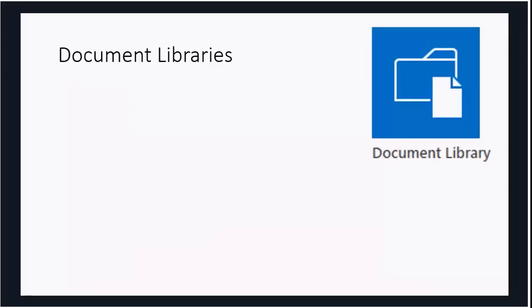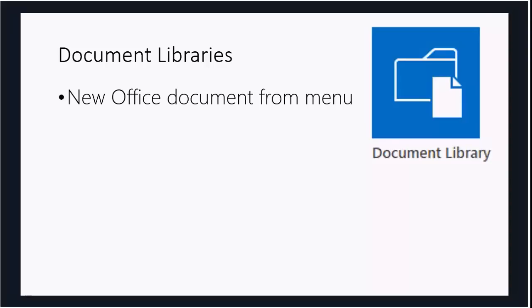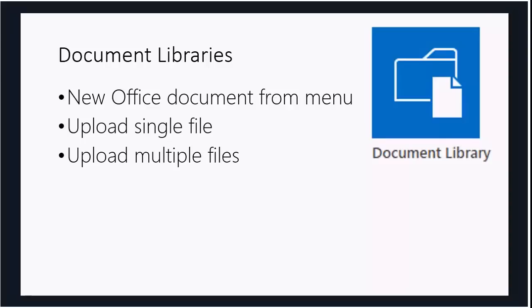So the most common item that you'll be working with is a document library. Now a document library is designed for documents. What we can do here is upload documents into this, but we can also create new documents from the menu across the top. We can also upload a single file at a time using the upload button. But we can also upload multiple files by dragging and dropping and basically mapping our Windows Explorer.